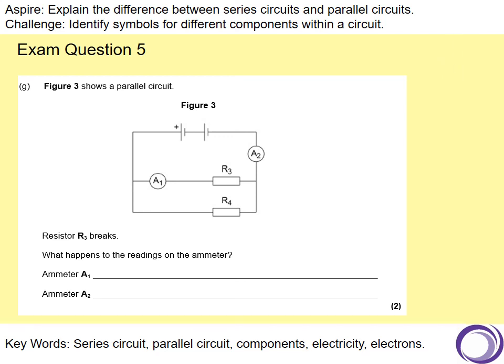Okay, so let's see what we've got. In ammeter A1, what you should find is that the current will eventually decrease to zero. And that's simply because in breaking R3, you can't complete that loop. But for ammeter A2, you've still got some current going through the circuit. Therefore, the current reading will decrease, but it will not decrease to zero because you're still allowing some current to go through resistor R4. It will just be a smaller current than it would be if R3 and R4 were both working.